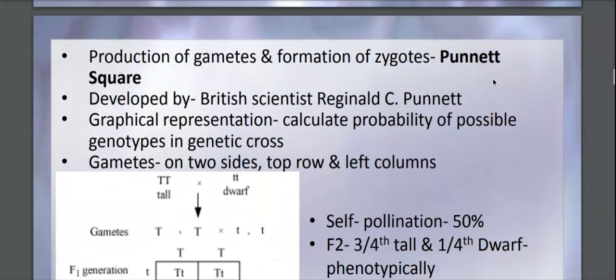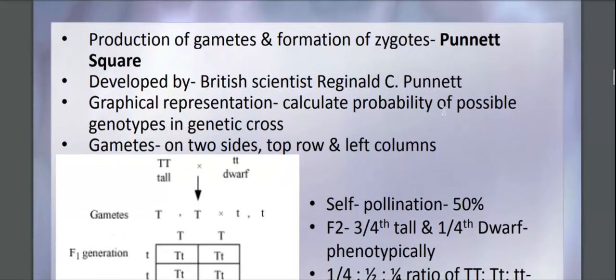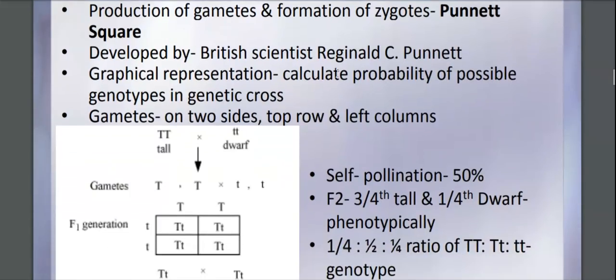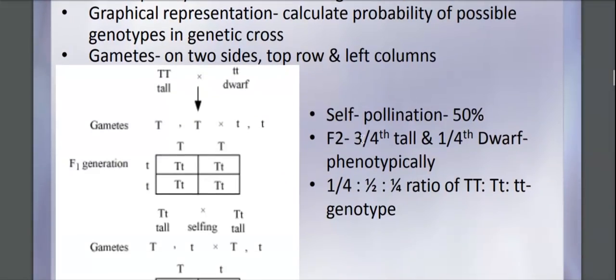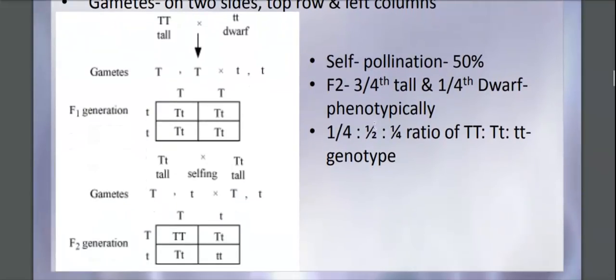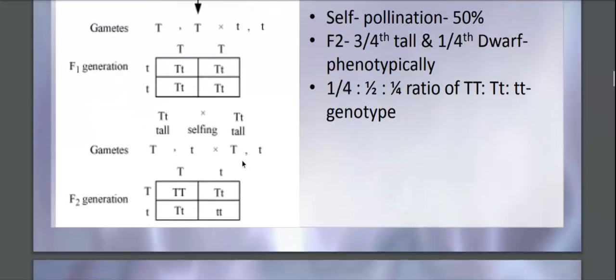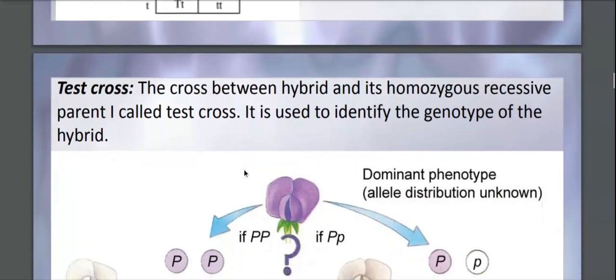So the Punnett square is what I showed you. It is in honor of the British scientist Reginald Punnett, and it is a very nice way to calculate the probability of the offspring. Again, we have already seen that ratio, so we won't waste time on this. In F1 it is 100%, in F2 it is 3/4 tall, 1/4 dwarf. So this slide again shows us the same thing.